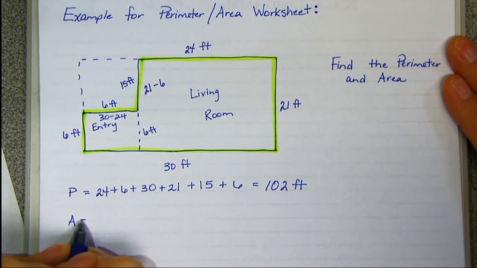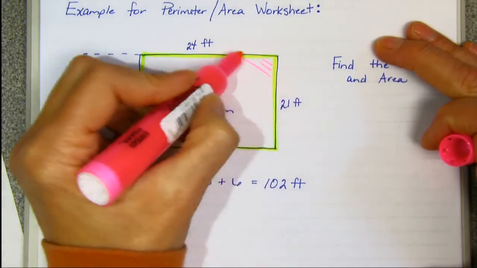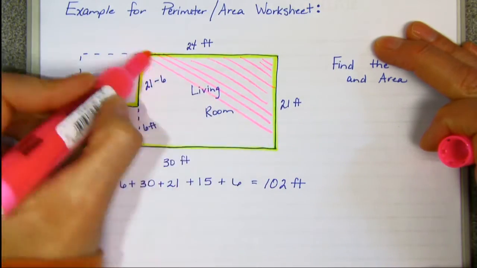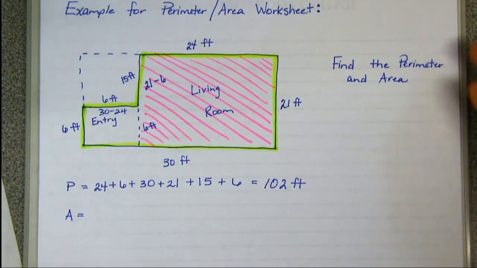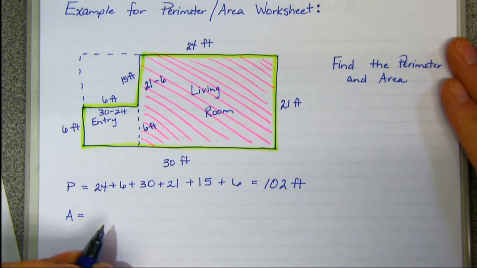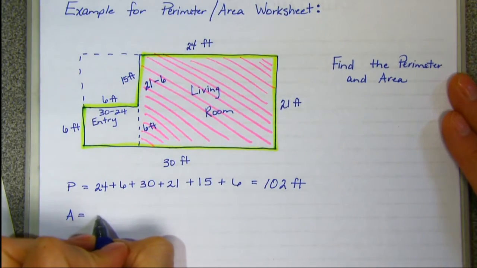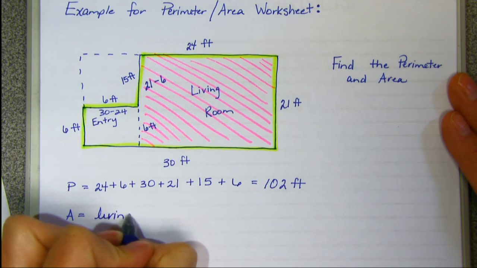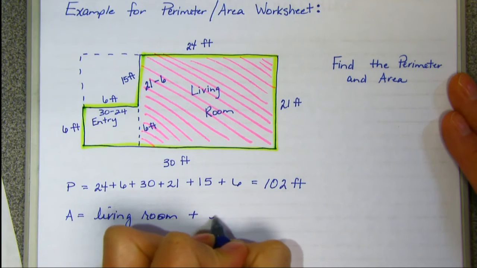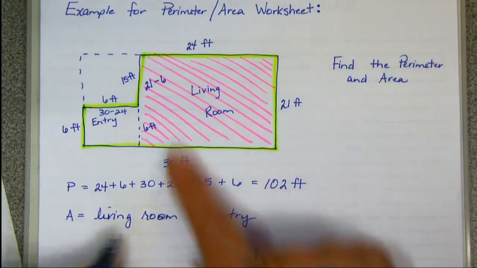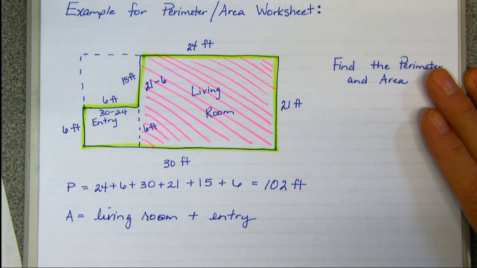Okay. Now we're going to look at the area. All right, so I want the area of the living room. So I'm going to take that rectangle. So the area of the living room, length times width. So I'll do living room. And we're going to add that to the area of the entry. All right, so the living room is this, which is length times width. So it'd be 24 times 21.